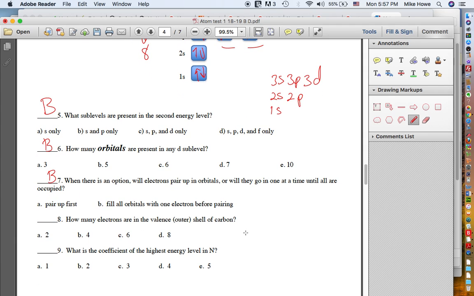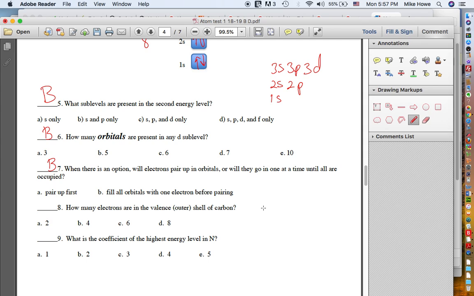How many electrons in the outer shell of carbon? Now, if you look at your periodic table, you'll find that carbon has a 6 on it right here. And this is 12.011 on your periodic table. That means that there's more than one isotope of carbon, but the average is closest to 12. Because there's a lot more carbon-12 than there is of the other kind.